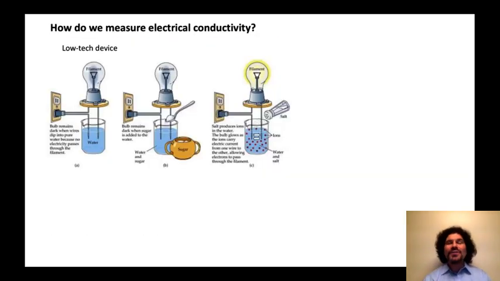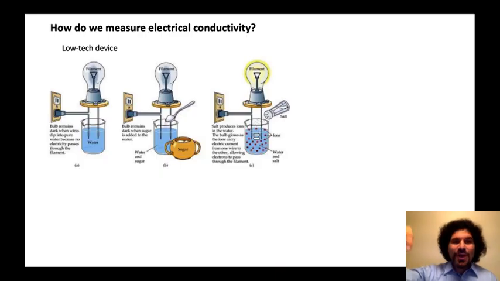So how do we measure electrical conductivity? I'm going to present to you three devices, and the first is a low-tech device. Here you have a light bulb, and in this case it's plugged into the wall, but it could also be connected to a battery. It just has to be connected to an electrical source. But in contrast to what we saw on the previous slide, instead of a solid wire connecting the source of electricity to the light bulb, in this case we have two electrodes. And those two electrodes normally are not connected to each other in any way. So simply plugging this device in will cause the light bulb not to light up.